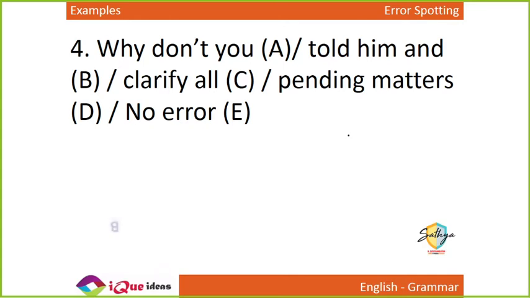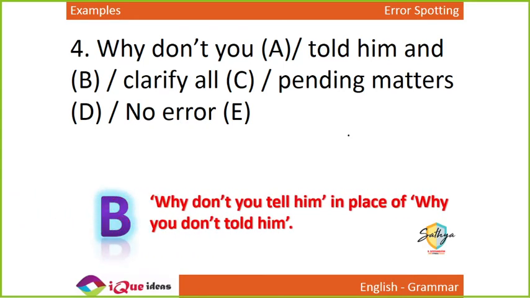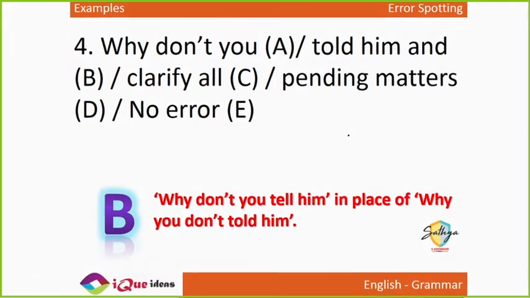So why don't you tell him and clarify all pending matters is the way the sentence must be corrected. Why don't you tell him and clarify all pending matters? That's the correction of the sentence. This one I think was pretty easy. Most of you did get it right. Very good. Chalo. Next one.